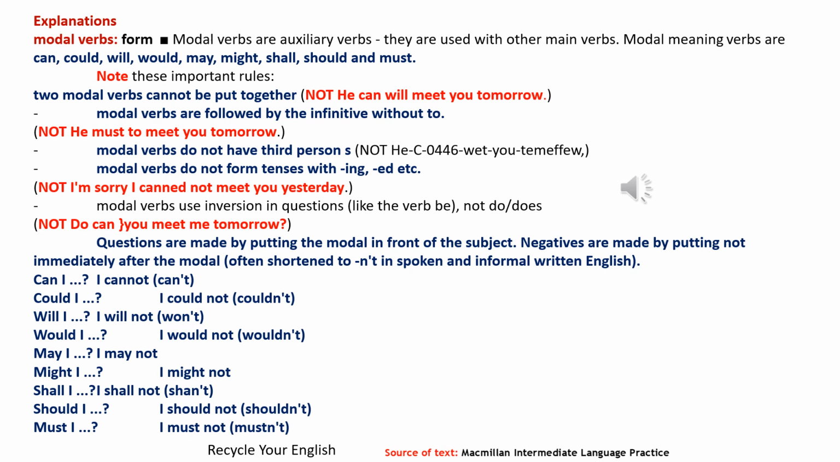Modal verbs, form. Modal verbs are auxiliary verbs; they are used with other main verbs. The modal verbs are can, could, will, would, may, might, shall, should and must. Note these important rules. Two modal verbs cannot be put together, not "he can will meet you tomorrow". Modal verbs are followed by the infinitive without to.